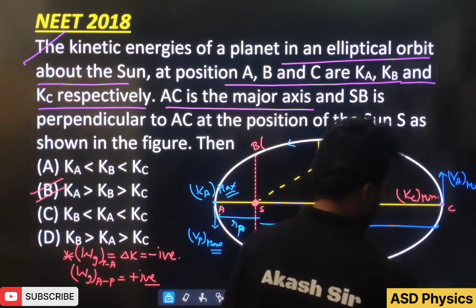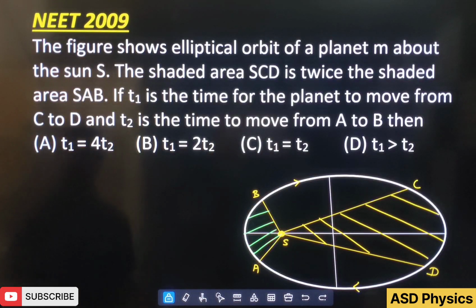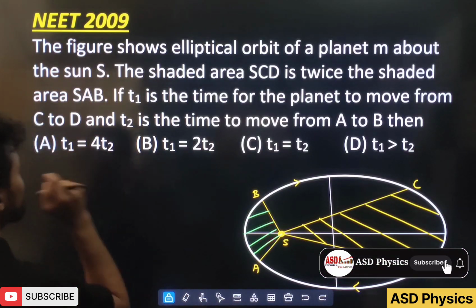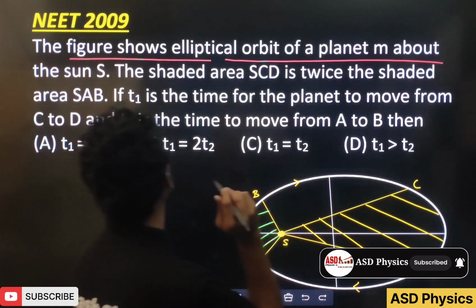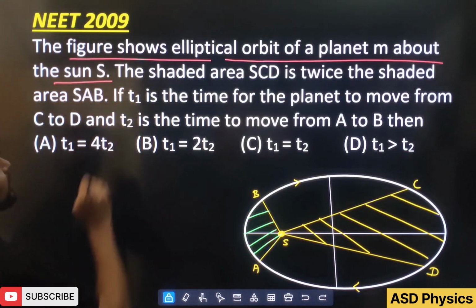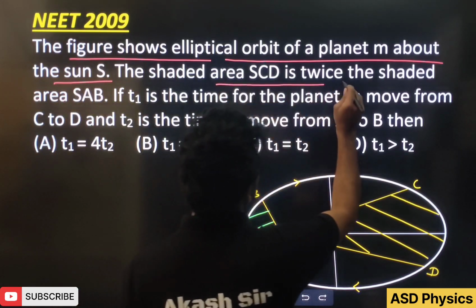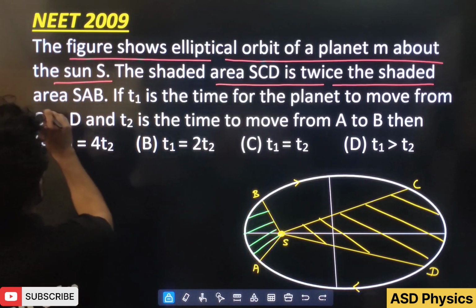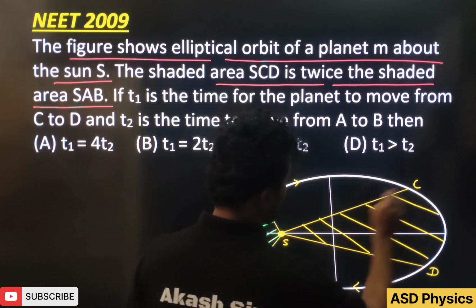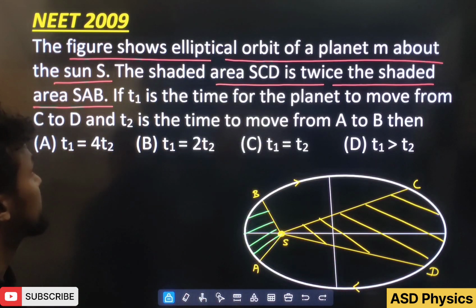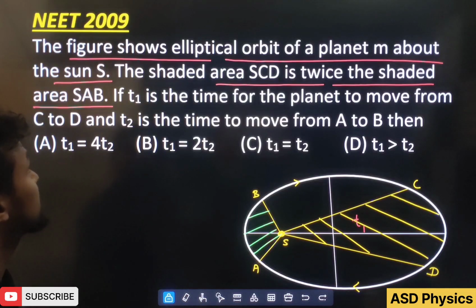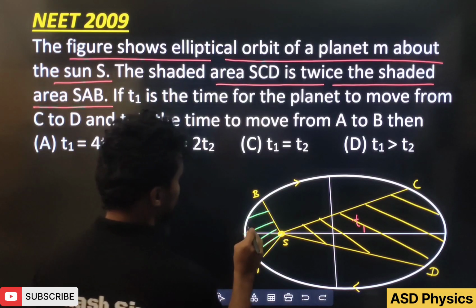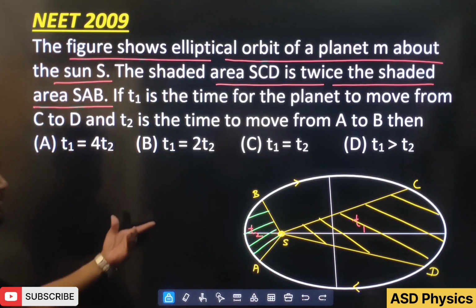Okay students, great. Now we have come to the last question. NEET 2009 question. Very basic, see please. The figure shows an elliptical orbit of a planet M about the sun S. The shaded area SCD is twice the shaded area SAB. If T1 is the time for the planet to move from C to D, and T2 is the time to move from A to B, then which option is correct here?